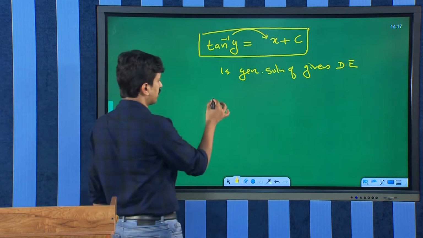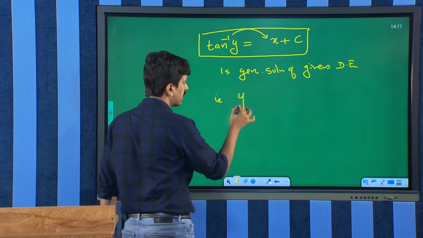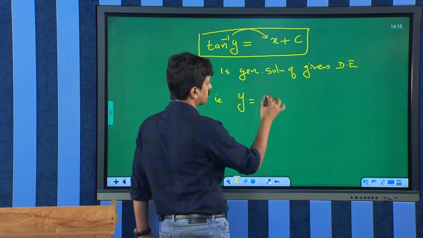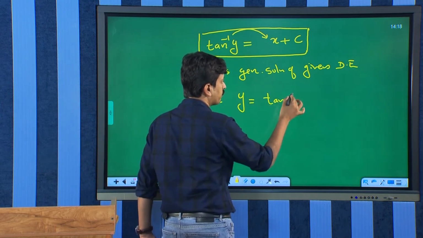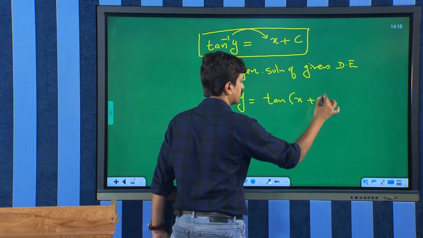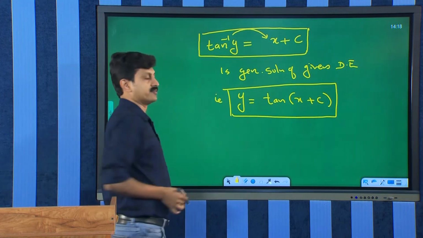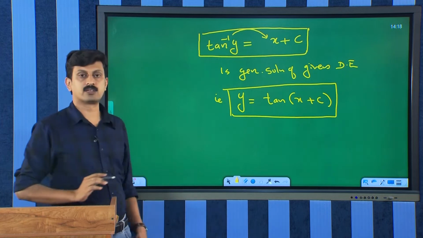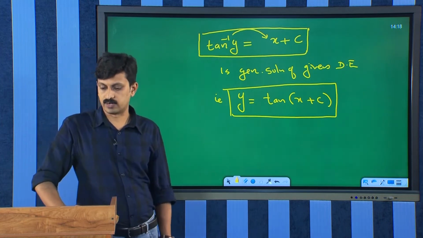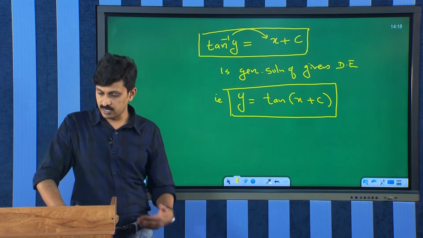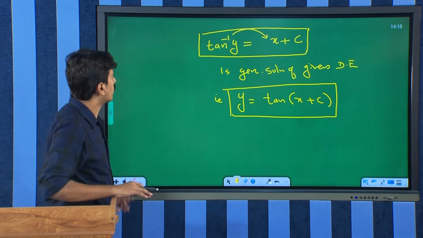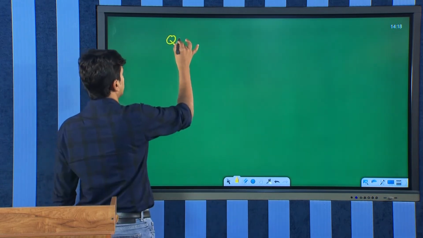This can be written as, we can take the tan inverse to the RHS. Therefore, we can write this as y is equal to tan of x plus c. Okay. This is also the general solution of the given differential equation. I would like to move to one more question, question number 3.